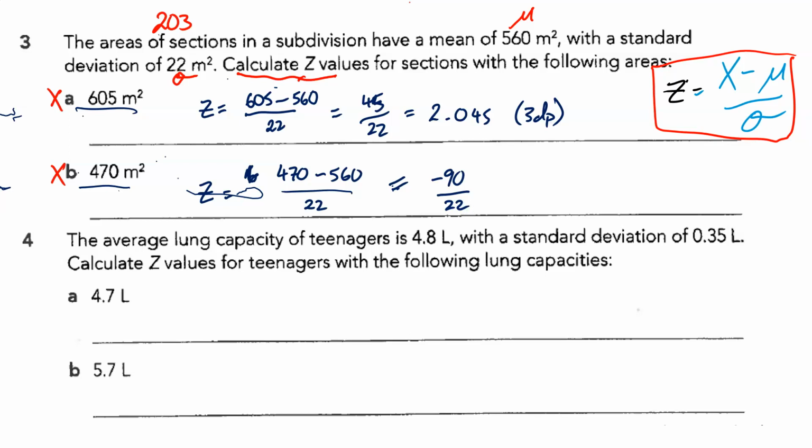Now it's minus, so it means the value is less than the mean, so that makes sense. So we're looking at the area below the mean. Again, work it out on our calculator. 90 divided by 22 gives us 4.09123, 4 significant figures. And that makes sense to us because 22 times 4 would be 88, so that will work.